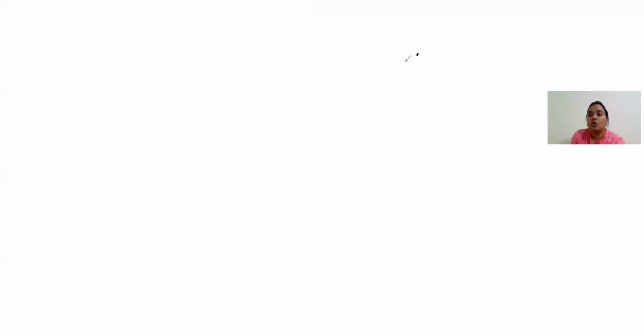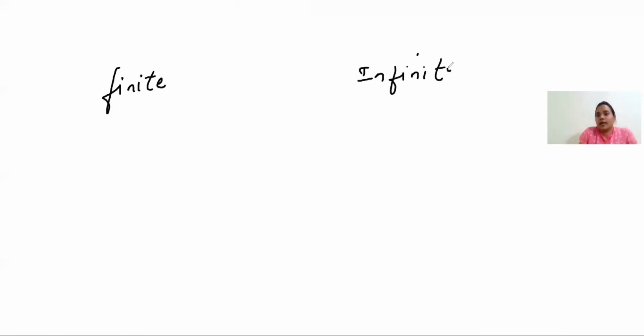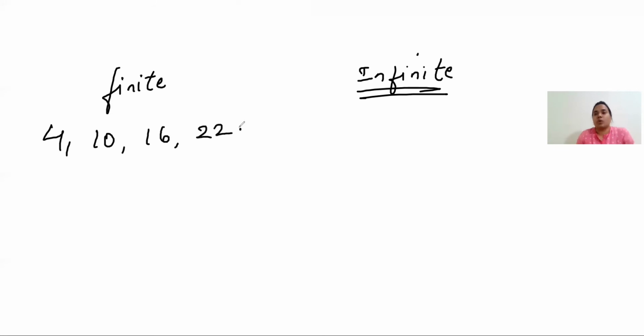Next is how there are actually two types of APs. One is finite and the other we can say infinite. In the finite, the number of terms are fixed, meaning the AP will come to an end. Suppose the AP is 4, then 10, then 16, and then 22, and there is a full stop.